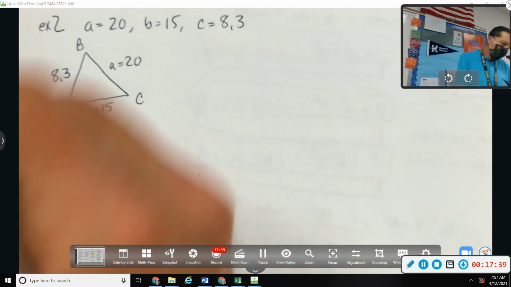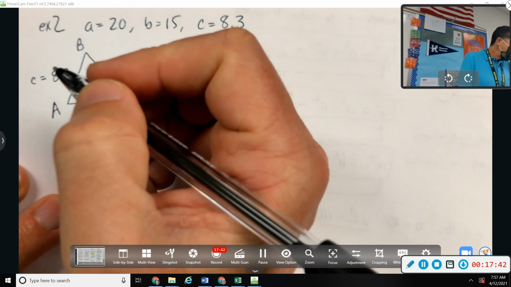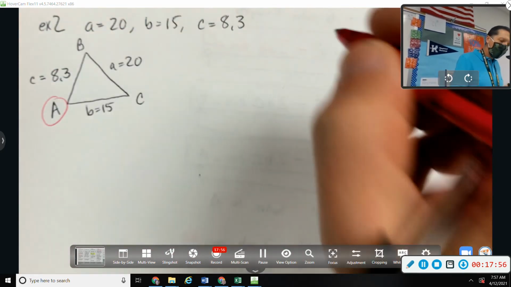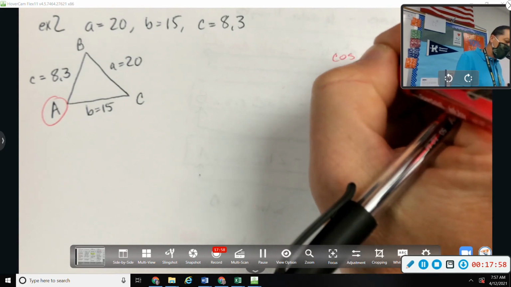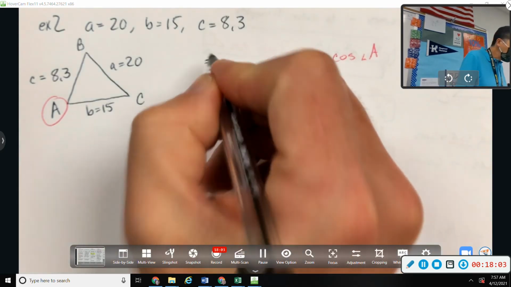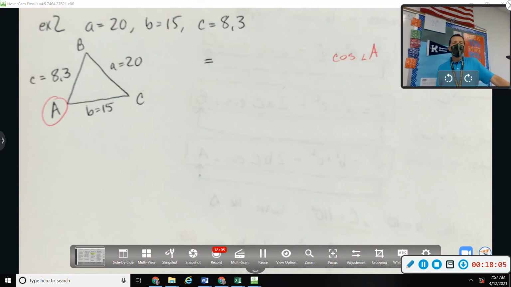and 8.3, and I don't know any angles, so which angle do you want to find? It doesn't matter. Somebody call that A, so we'll find angle A. That means I need cosine of angle A if I want to find angle A. What does that mean for the side that's over here by itself?